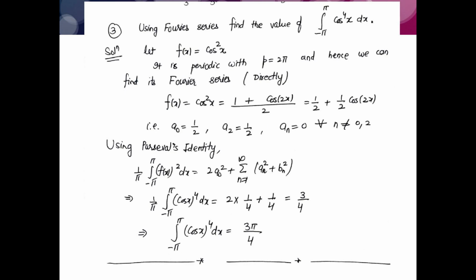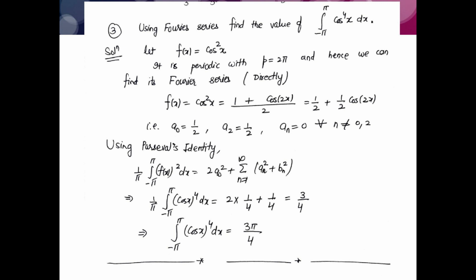Now one more example I am discussing here. Using Fourier series, find the value of this integral: the integral from -π to π of cos⁴x dx. You can easily evaluate this integral directly, but now we are doing this using Fourier series. So we define a function f(x), this one is cos²x. This is a periodic function with period 2π, hence we can find its Fourier series.